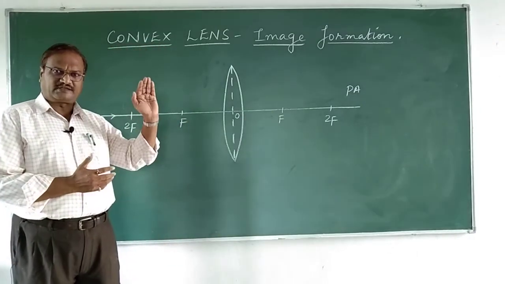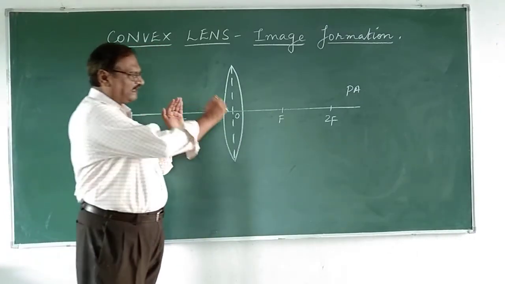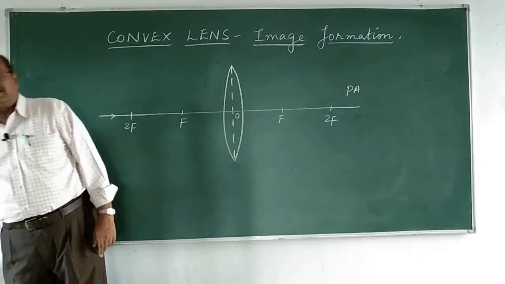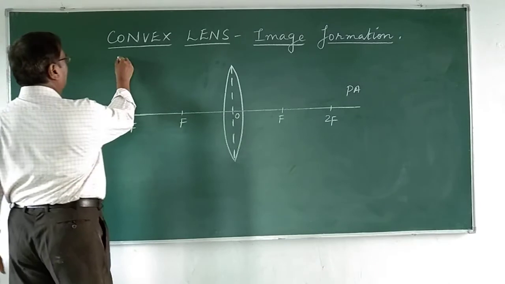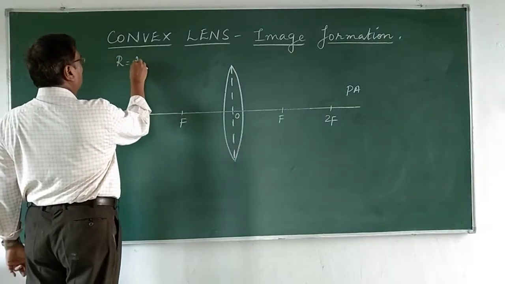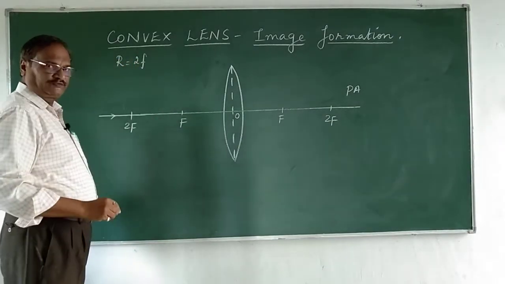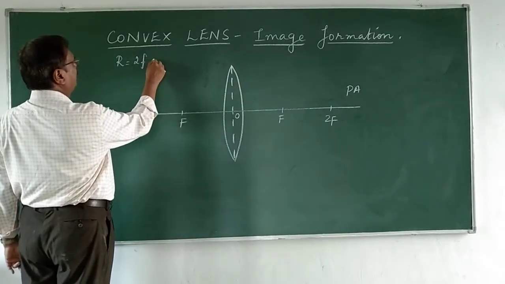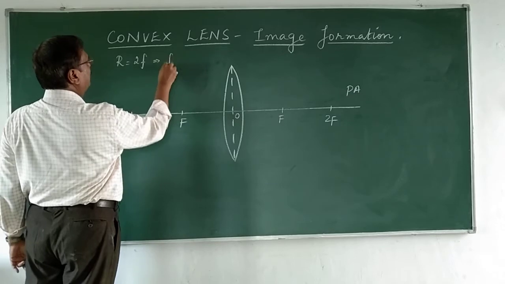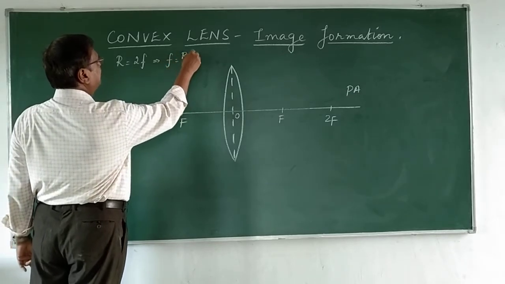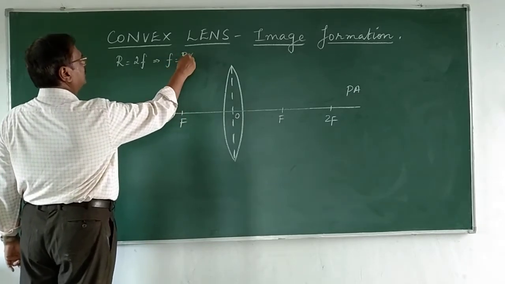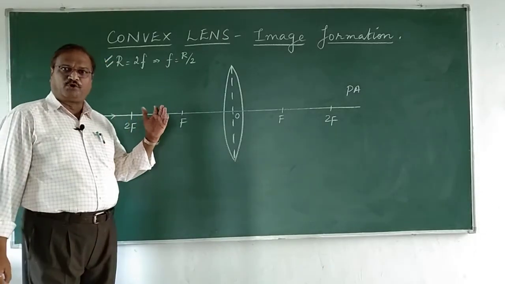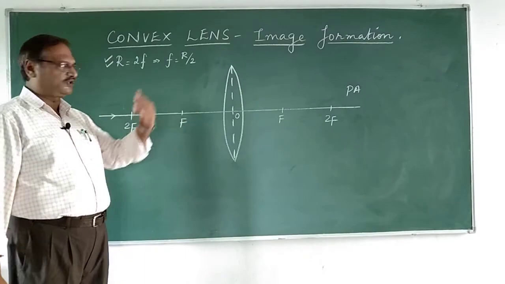In the mirror, we took focus and we set the center of curvature, because in a mirror the formula R is equal to 2F holds good. The radius of curvature is equal to 2 times the focal length. The focal length is equal to the radius of curvature by 2. This will hold good only in mirrors, both concave and convex mirrors.